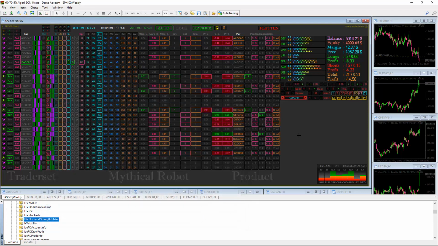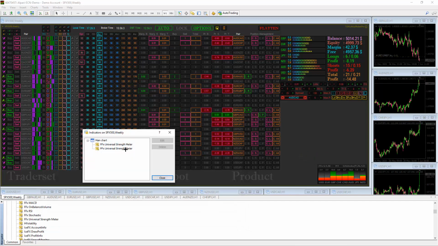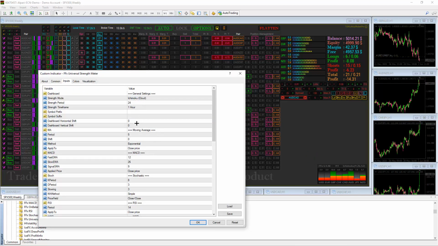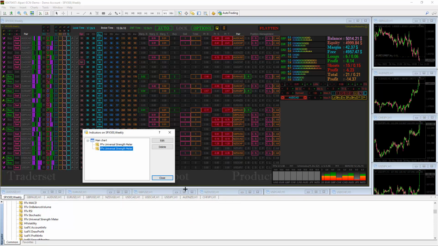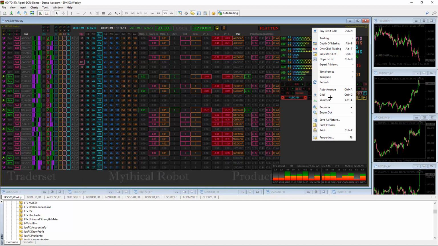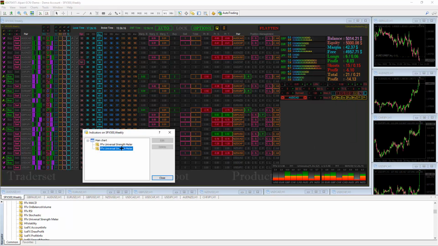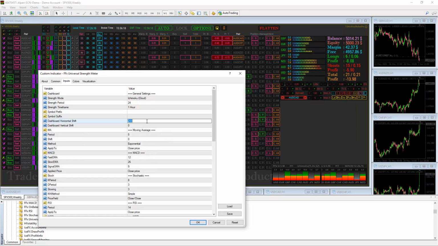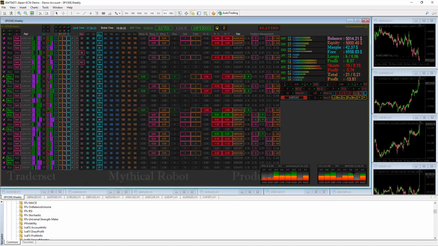See, the thing is changing. And I want to make this horizontal shift to 200, I think. Yep, something like that. It's not exactly the same. Make it 250. Okay. So take a look.